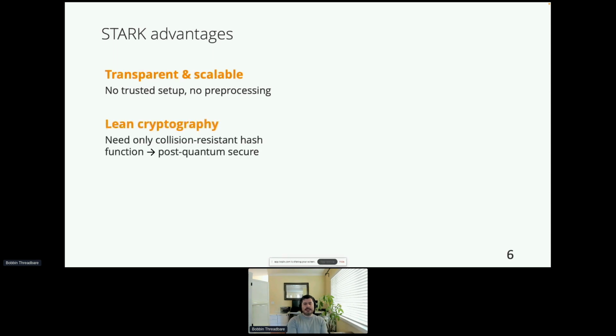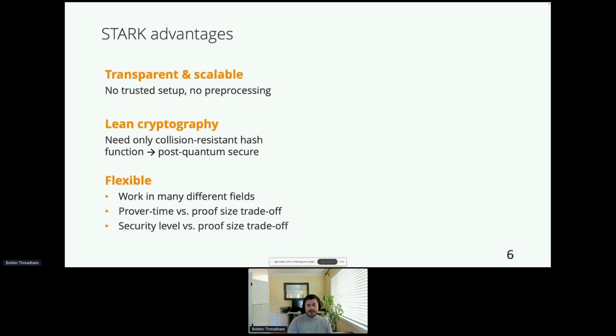The other thing is that Starks use very lean cryptography, and this means they only require, from a cryptographic standpoint, a collision-resistant hash function, and that makes them post-quantum secure because, as far as we know, quantum computers cannot break, or at least we don't know how to break, hash functions using quantum computers.